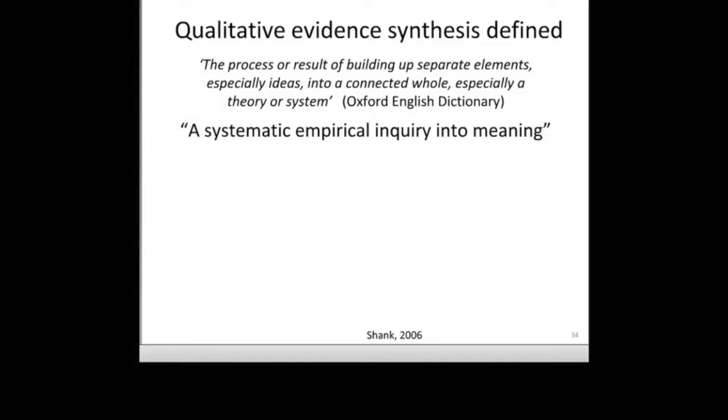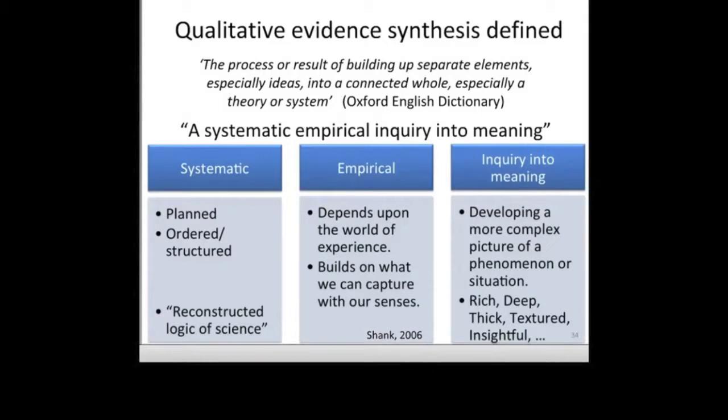And so I think that there are three components in my definition of qualitative evidence synthesis. I always call it a systematic empirical inquiry into meaning. It is systematic in the sense that qualitative evidence synthesis also has some sort of protocolized starting point. They're planned, they are ordered and structured. The process of conducting a qualitative evidence synthesis may not be as linear as a quantitative review, but what we do as an author is reconstruct that logic of science into some sort of linear report of what we've done.